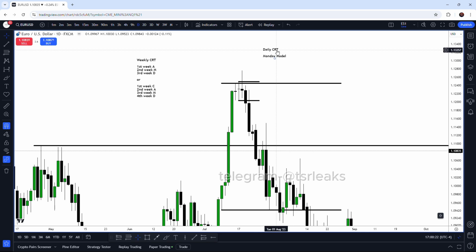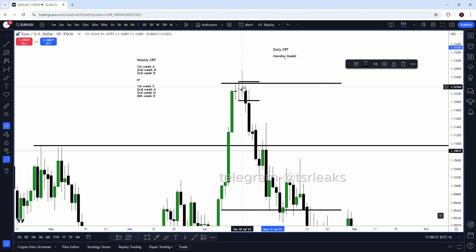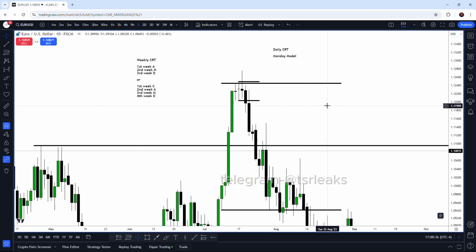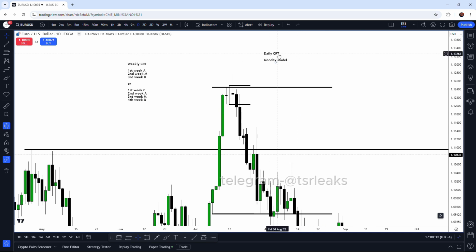A high probability daily CRT will form on Monday. Tuesday will soup the range high, and Wednesday will distribute towards the range low, or Thursday or Friday. Now there's another model, and Romeo calls it the Wednesday model. Sometimes instead of the turtle soup occurring on Tuesday, it will occur on Wednesday. This is traded the same exact way.